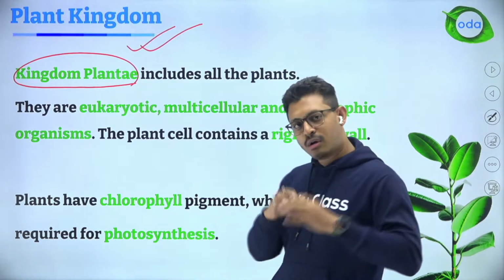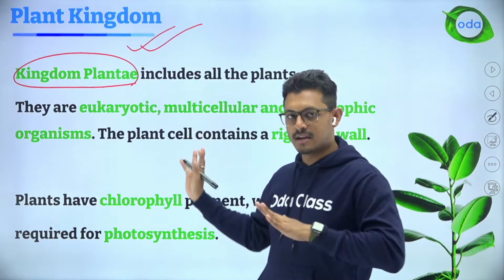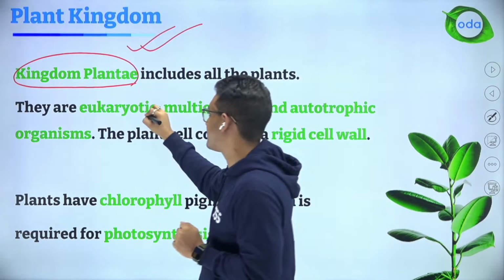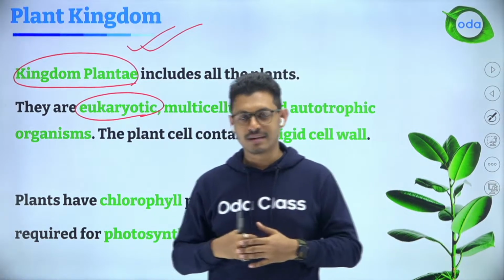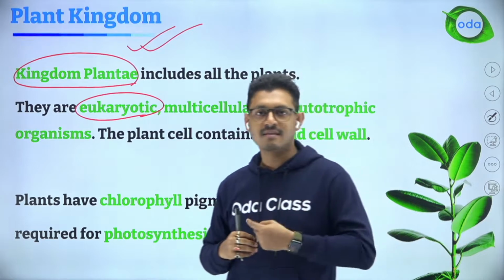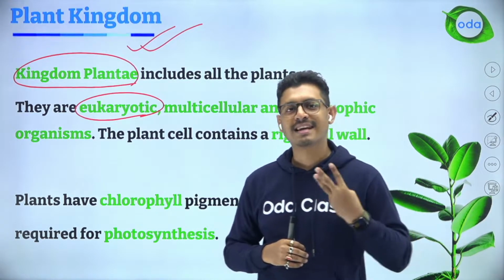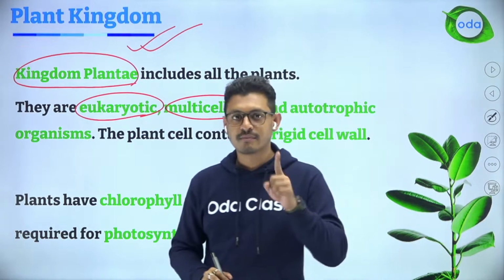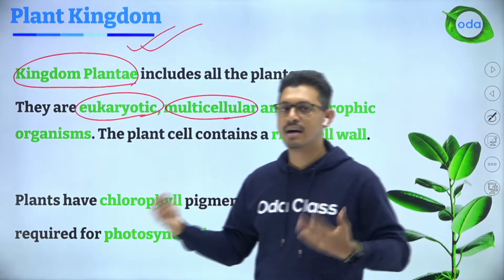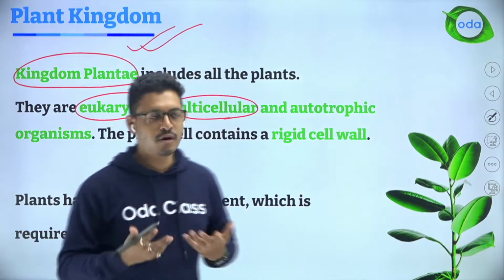Now, all the living organisms that come under this kingdom, Plantae, will show these characteristics. They will be eukaryotic. Basically, their cells will have a developed version of nucleus, which will have three main things: nuclear membrane, nucleolus, and nuclear pore. They will also be multicellular. Yes, they are not only one single cell, they will be multicellular. Multiple cells will come together to form that plant.